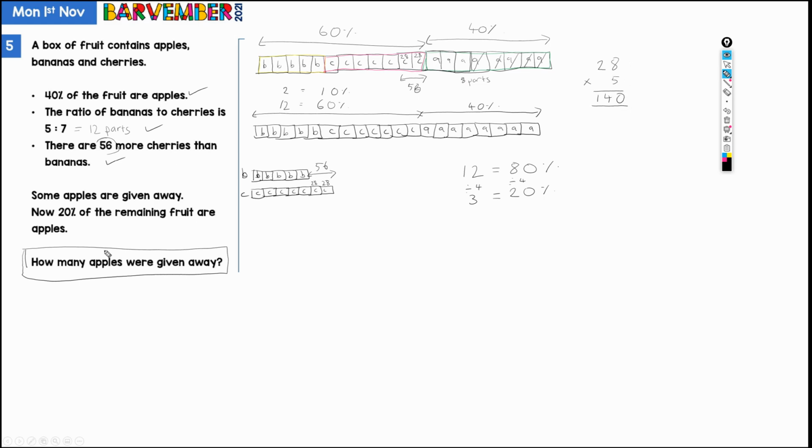So that's the answer. I know this because this bit here, this is 140. And checking back to my question, that's how many apples were given away? 140. And that's my final answer.